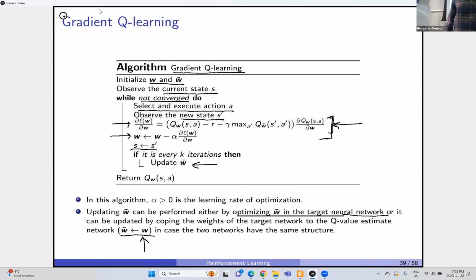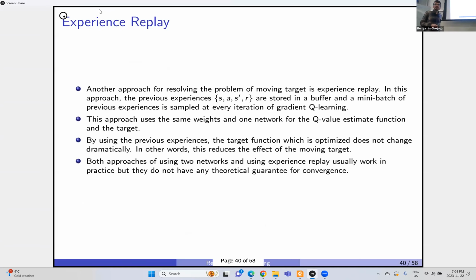But the target network in the original formula needs to change also, right? So let's relax the problem, and after every k iterations, we update it once. So it's a middle case scenario, not holding it forever. After every k iterations, let it move a bit. Okay? So far clear? So that was the first solution, using two networks, one of which is the target network.